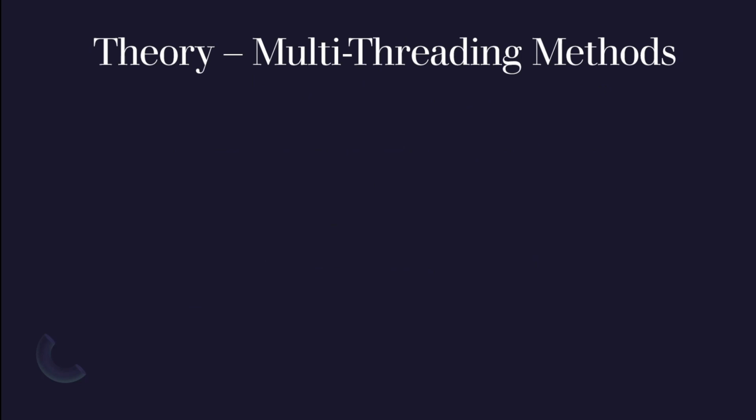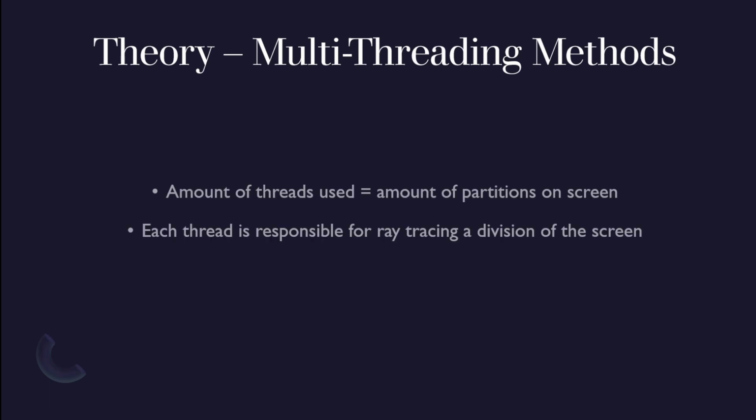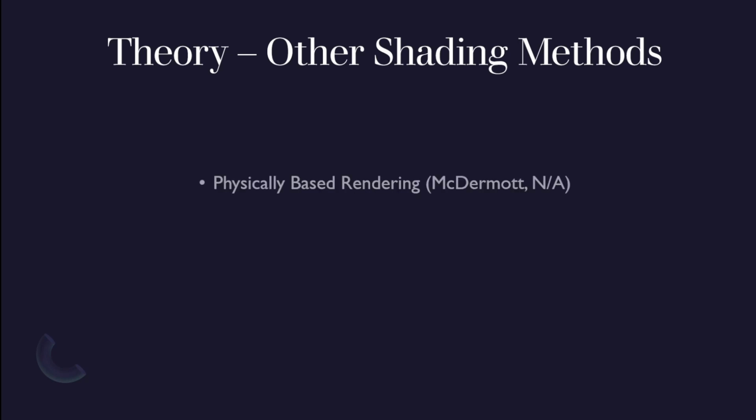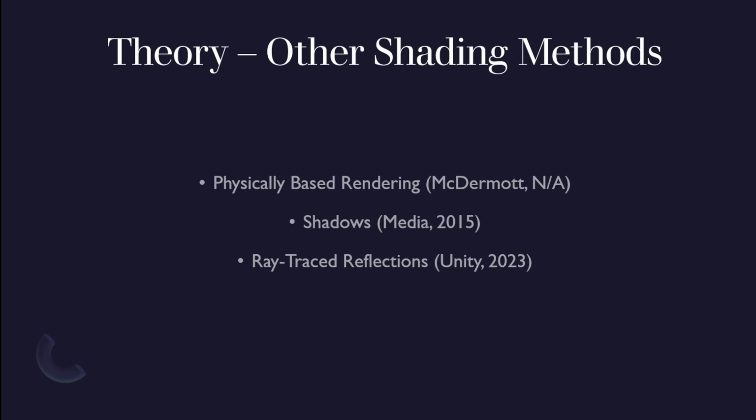The multi-threaded method allows the user to split the screen into portions by choosing an amount of threads. Each thread is responsible for rendering a division on the screen. Other shading methods include physically based rendering. There's also ray trace shadows. Finally, we have ray trace reflections.